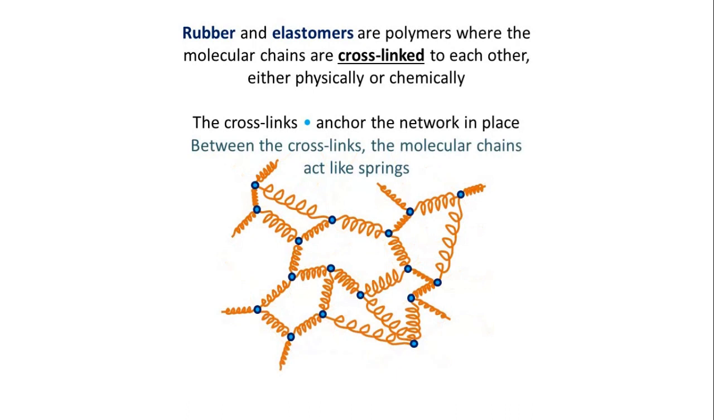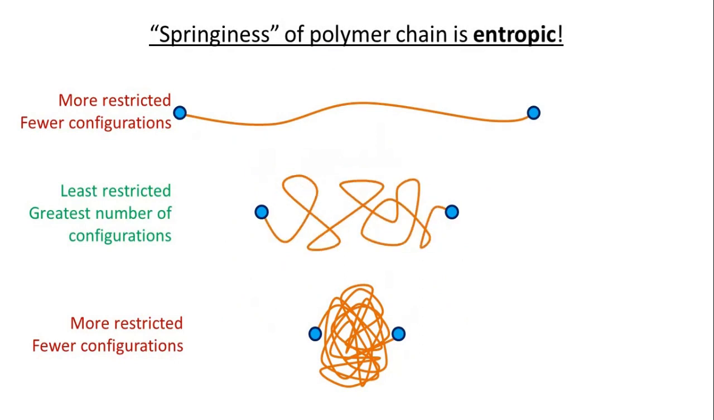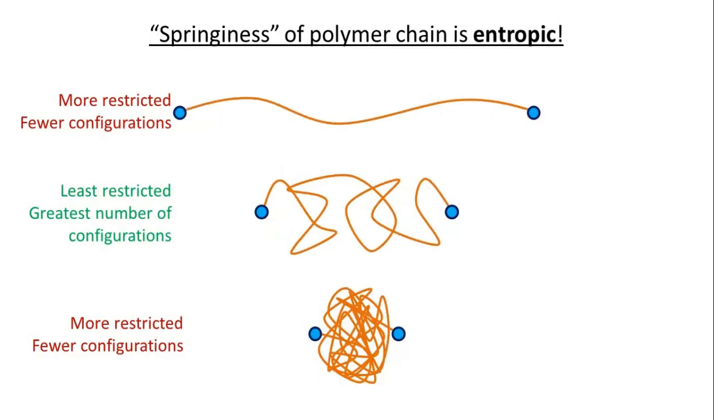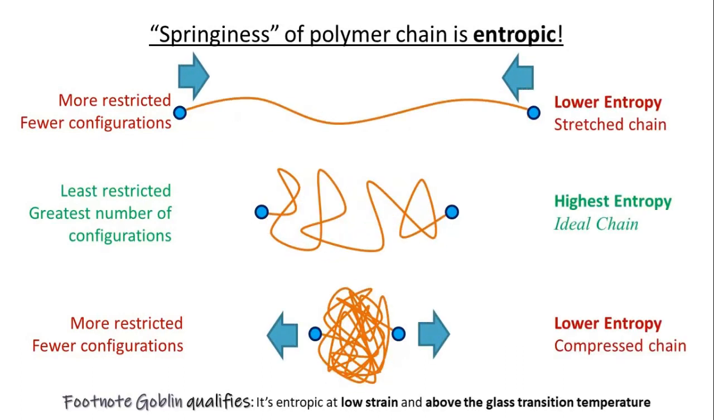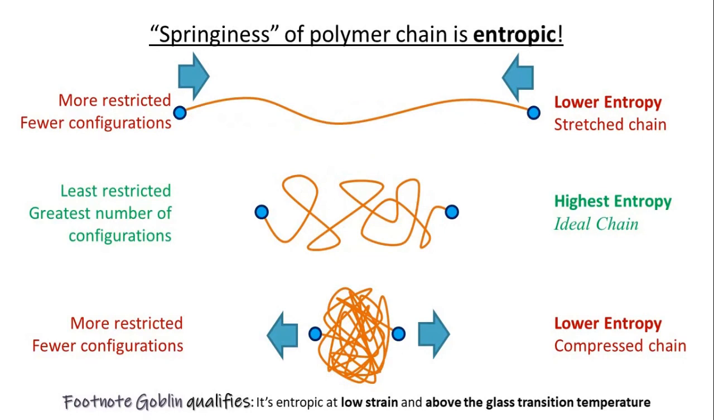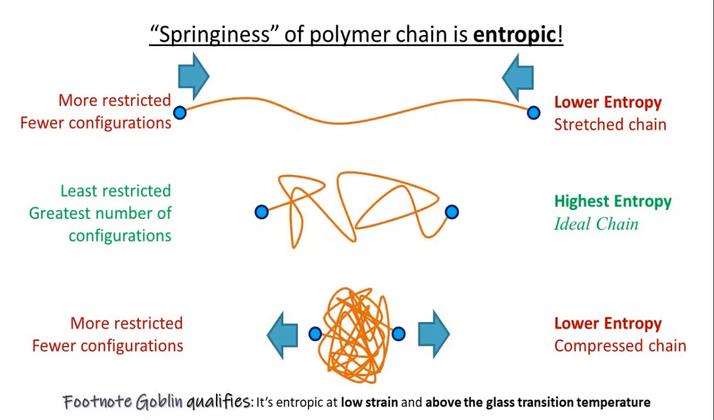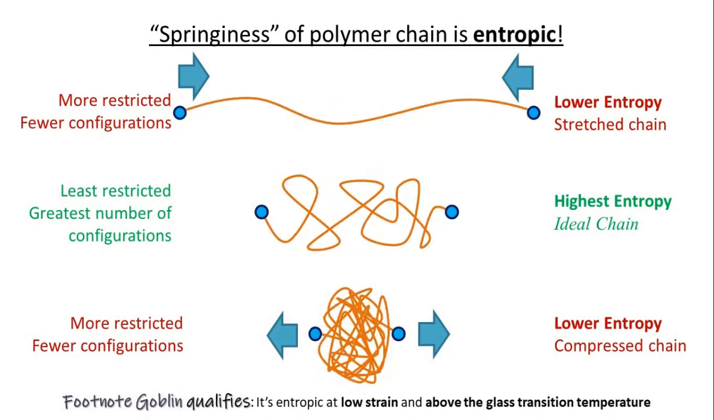What's also interesting is that the springiness or elasticity of the chains is entropic in nature and not due to the strength of chemical bonds, at least not until extreme strains and only above the glass transition temperature. In most other materials, their stiffness is based directly on the strength of physical or chemical bonds, but these bonds, while strong, can't be stretched very far before they break entirely.